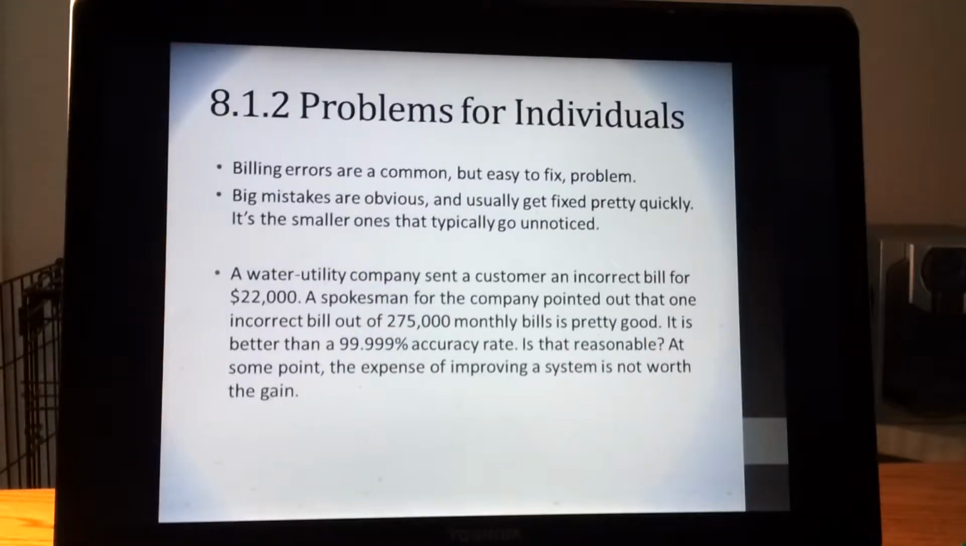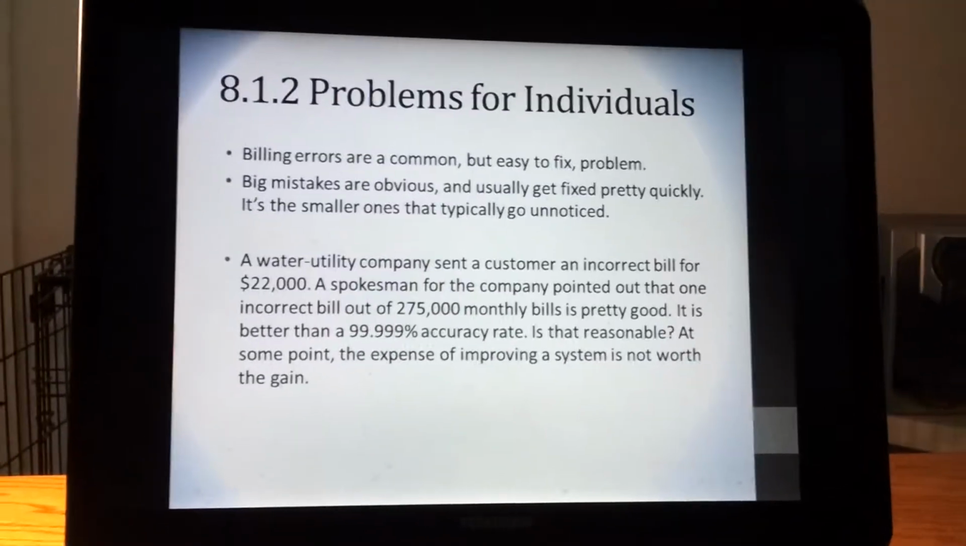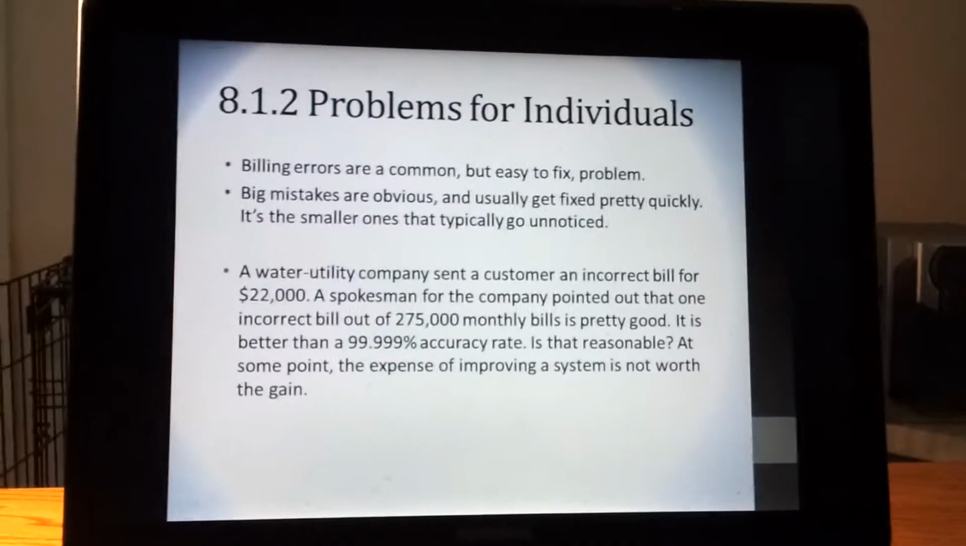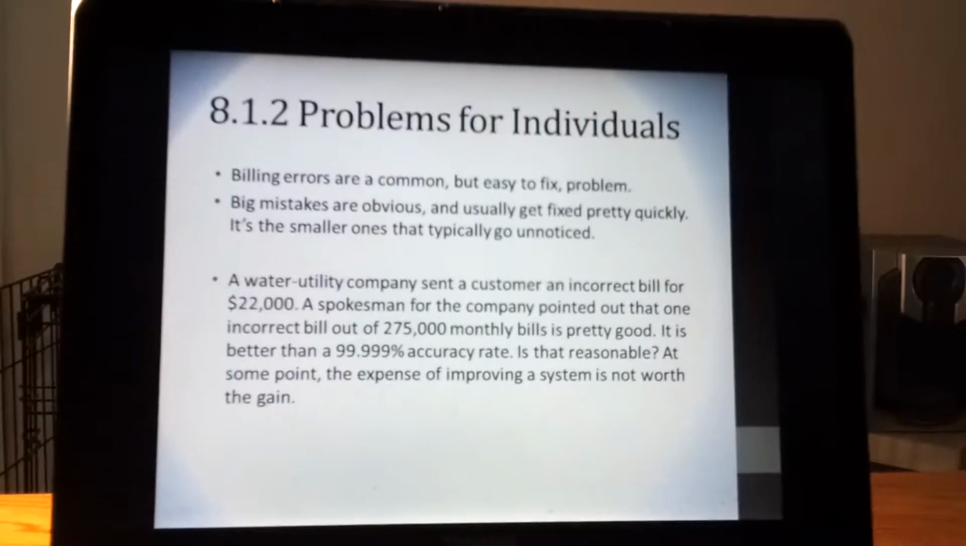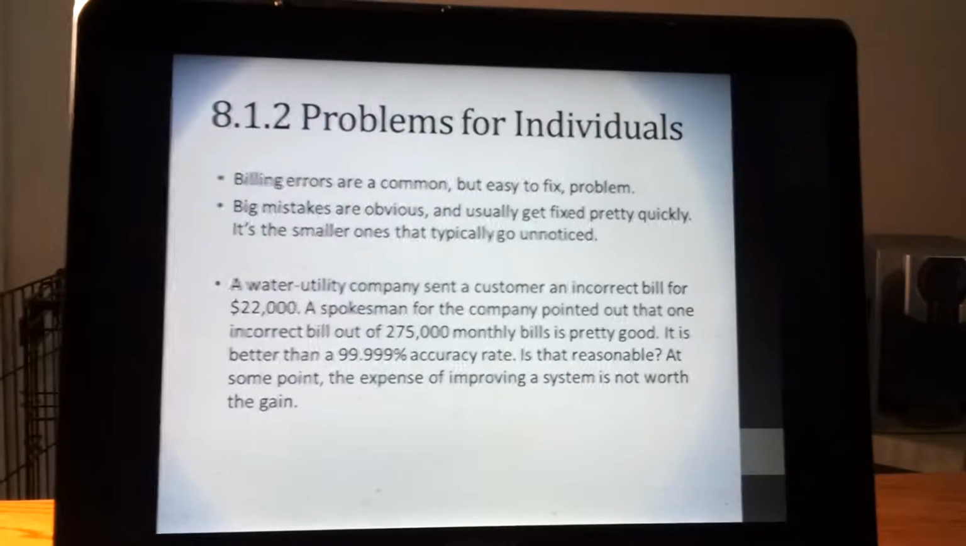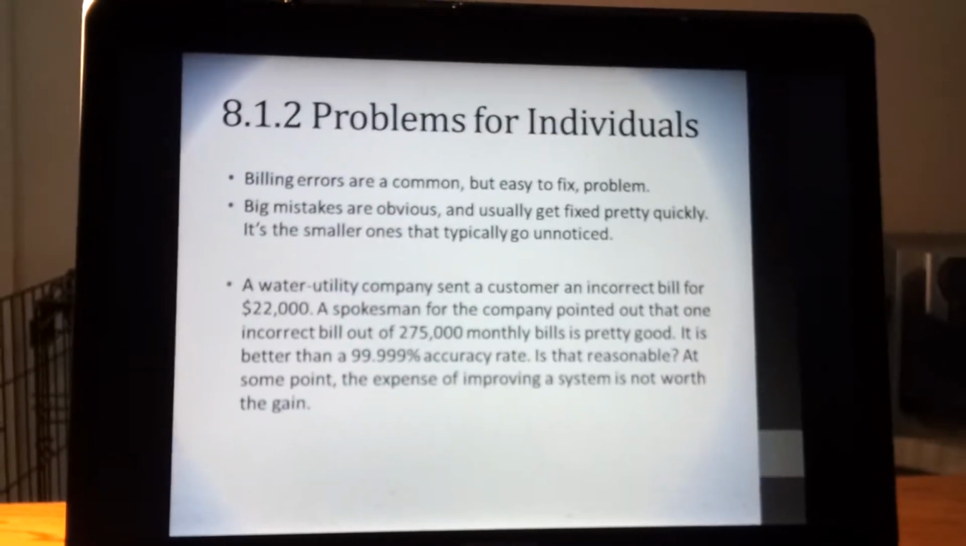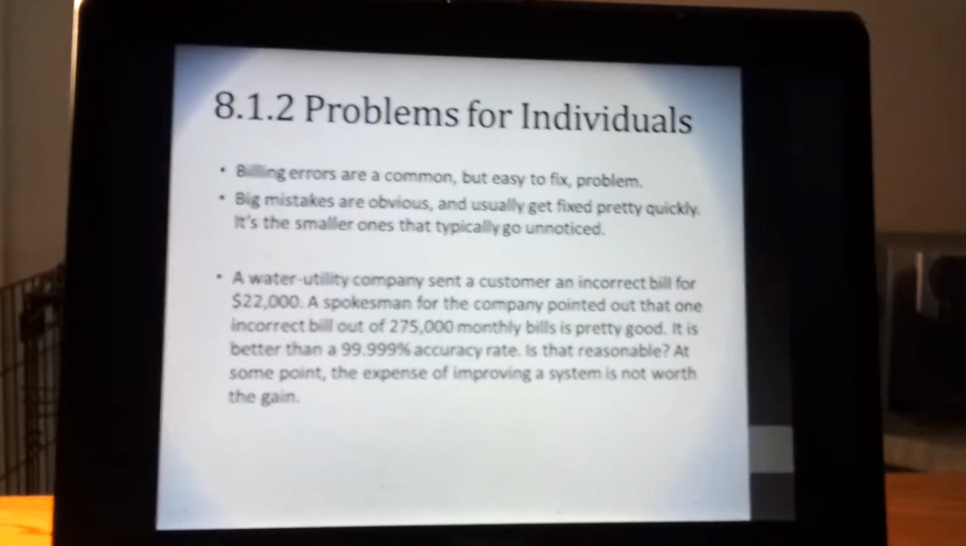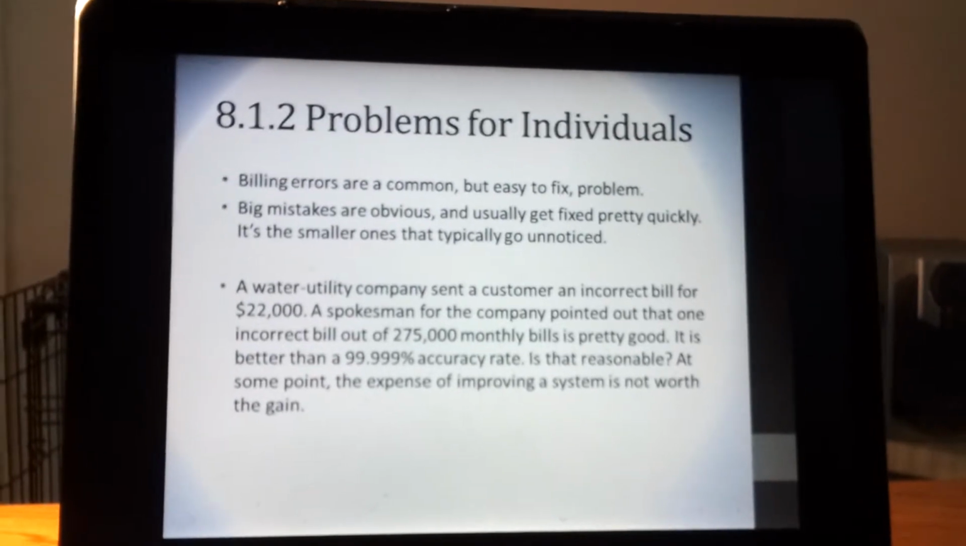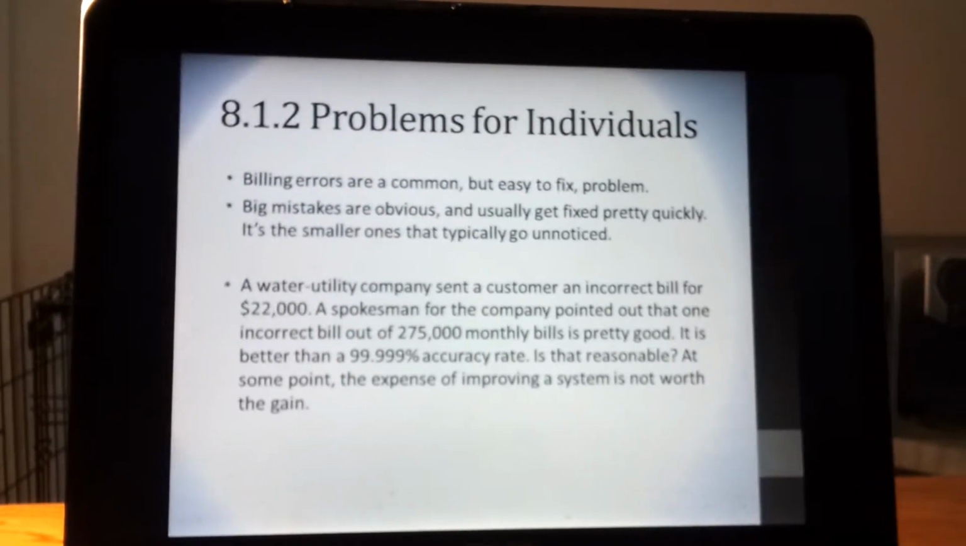Just to go over some problems for individuals, can happen to people like me and you. Billing errors are a common but easy to fix problem. Big mistakes are obvious and usually get fixed pretty quickly. It's the smaller ones that typically go unnoticed. Then the book has a ton of examples of how all of this stuff can go wrong, or a time where it did go wrong.